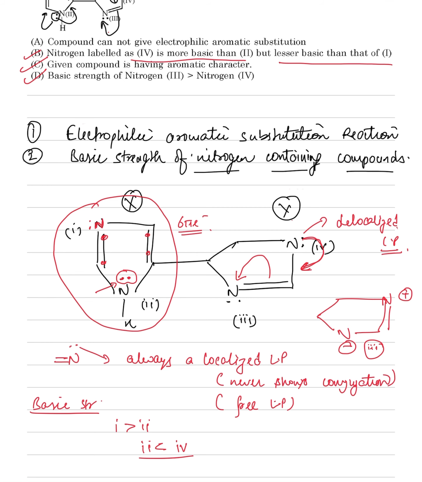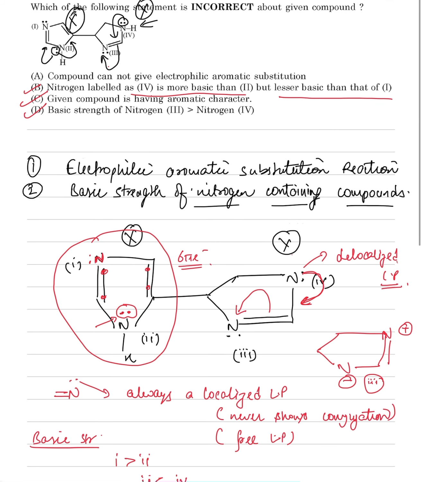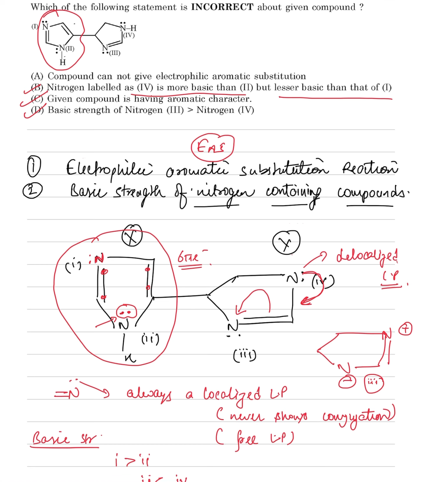Now remaining is option A. Option A says that compound A cannot give electrophilic aromatic substitution reaction. It is an incorrect statement. Why? Because if you look at the ring X, the X ring is aromatic in nature. Now the simple point is we are talking about the EAS reaction, that is the electrophilic aromatic substitution reaction, and for that we need an aromatic molecule. So yes, the first ring is aromatic in nature.